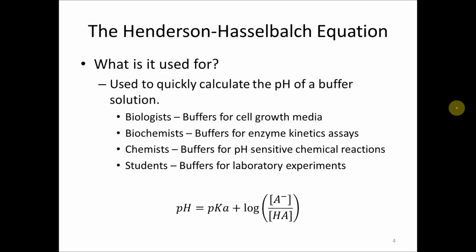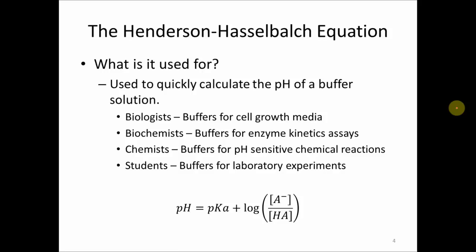So, what is it used for? As I mentioned before, the Henderson-Hasselbalch equation is used to quickly calculate the pH of a buffer solution. In the real world, biologists, biochemists, and chemists all use the equation to calculate the pH of various buffers for various experiments. Students also use the Henderson-Hasselbalch equation to calculate the pH of buffer solutions for laboratory experiments as well as homework and exam problems.